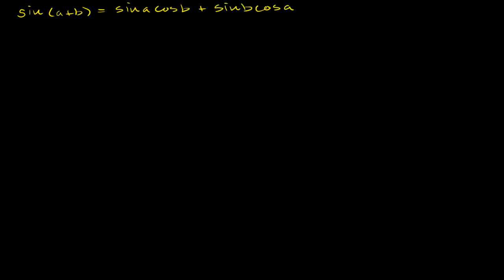And then if we want to know the sine of, well, I'll just write it a little differently. What if I wanted to figure out the sine of a plus, I'll write it this way, minus c, which is the same thing as a minus c, right? Well, we could just use this formula up here to say that's equal to the sine of a times the cosine of minus c plus the sine of minus c times the cosine of a.